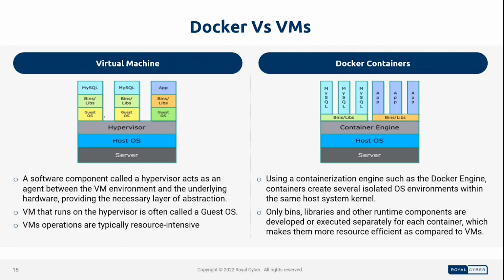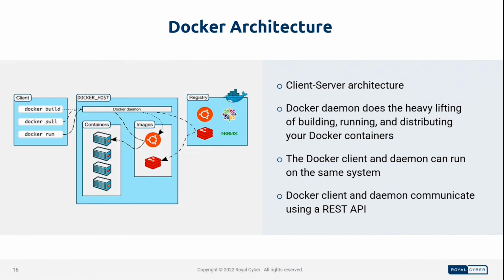On the other side, when we look into Docker containers, using a containerization engine such as Docker Engine, containers create several isolated OS environments within the same host kernel. Only bins, libraries, and other runtime components are developed or executed separately for each container, which makes them more resource efficient as compared to VMs. Docker architecture.